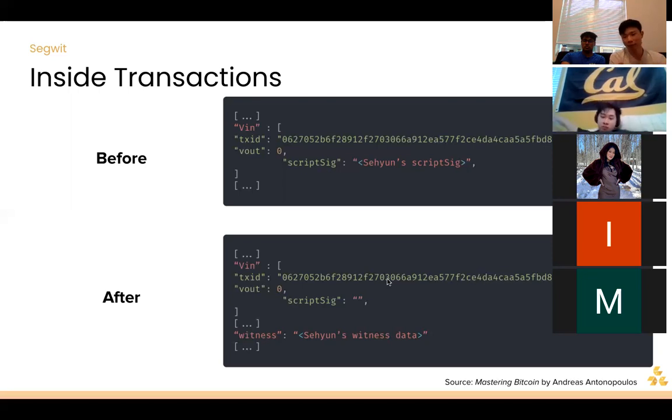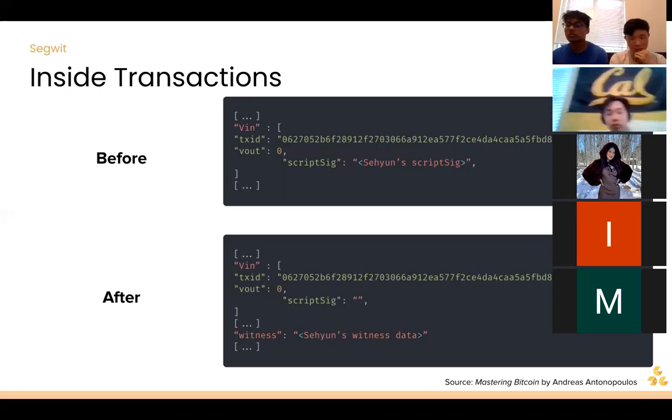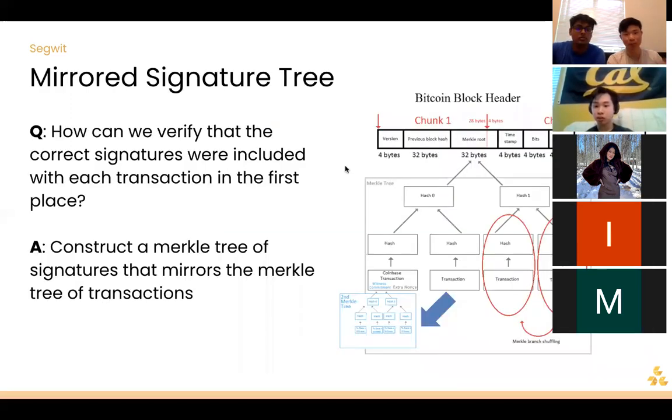And this is the main thing that Segwit did. It moved the witness data outside of the transaction, basically to the outside of the transaction. A very simple change, but huge consequences throughout the entire network.